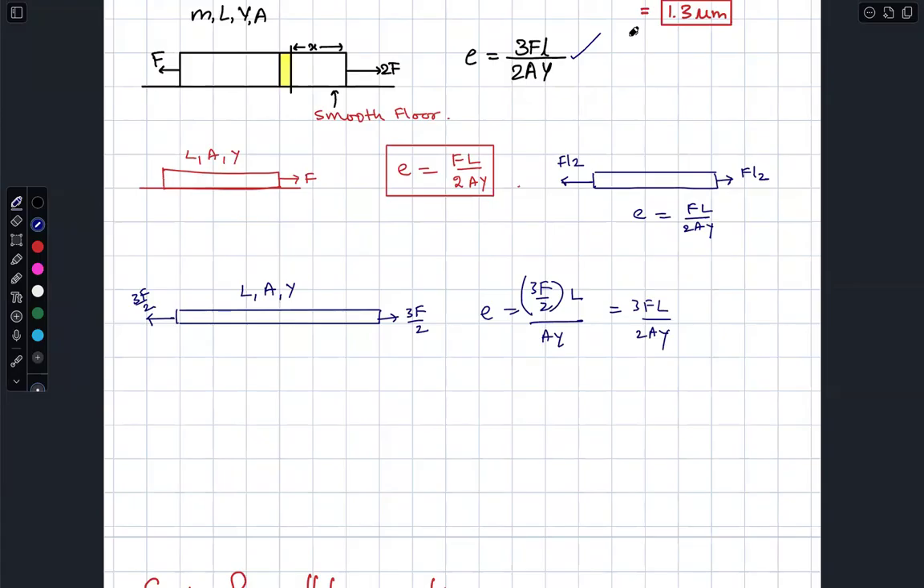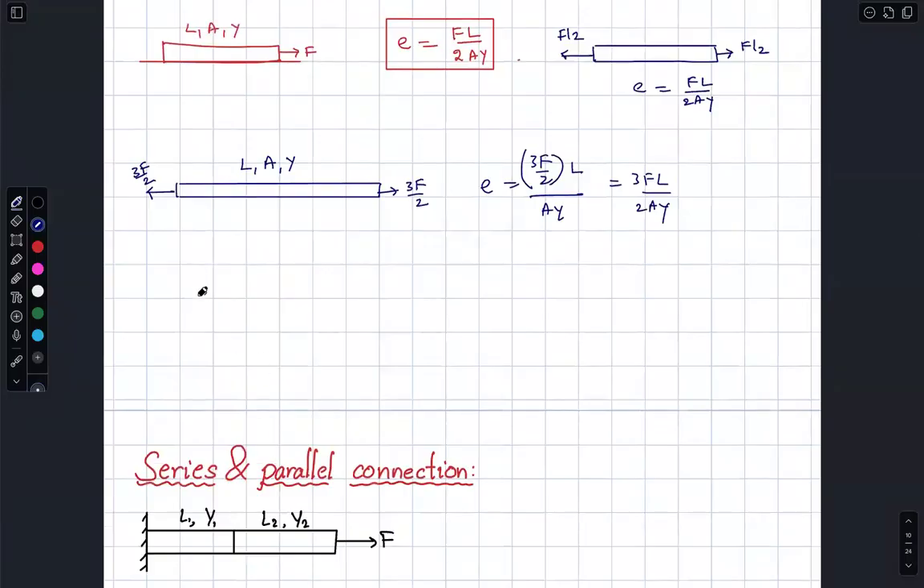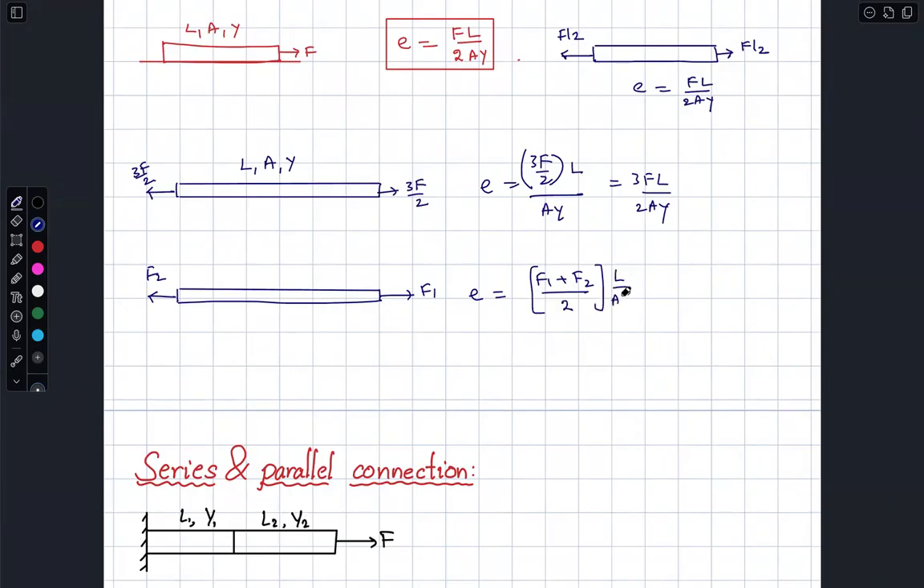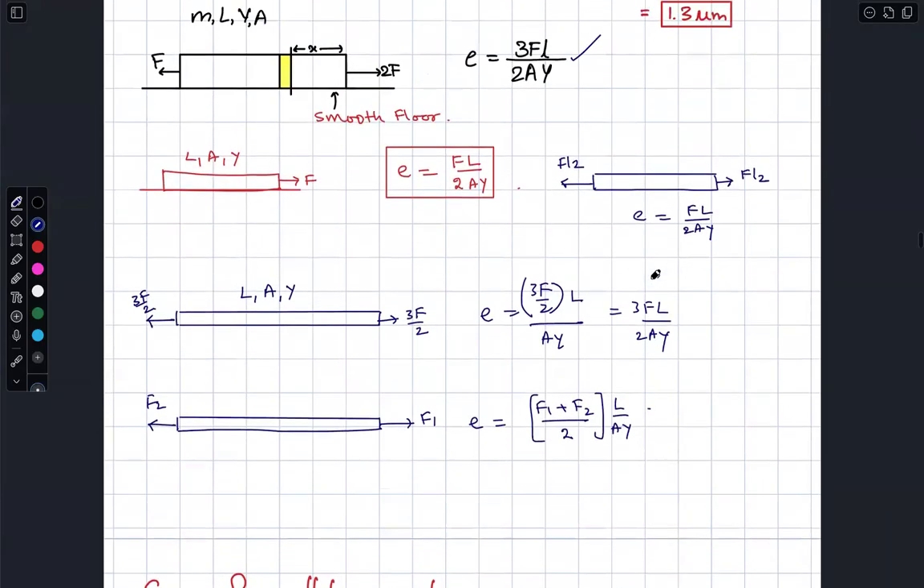Remember, you are allowed to use this only under one condition: only when the forces are applied left and right. So, in general, suppose you have a situation like this, both are elongative forces. If it is F1 and this is F2, now I will write the elongation as F1 plus F2 by 2 times L by AY. That's how I'll write. Next. Rohit, confirmation.